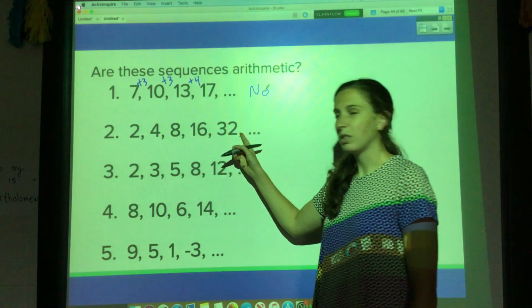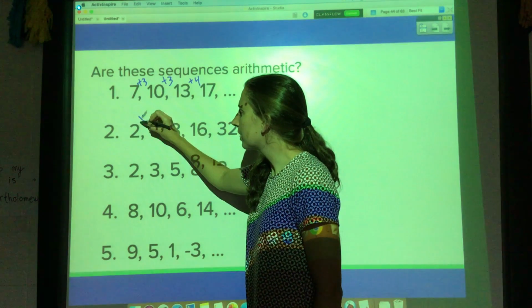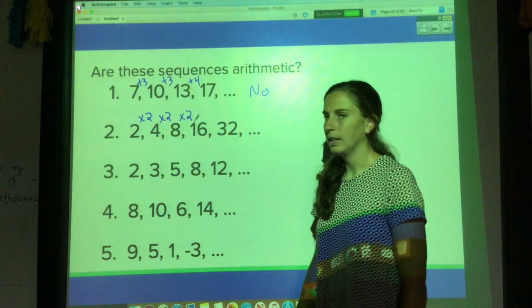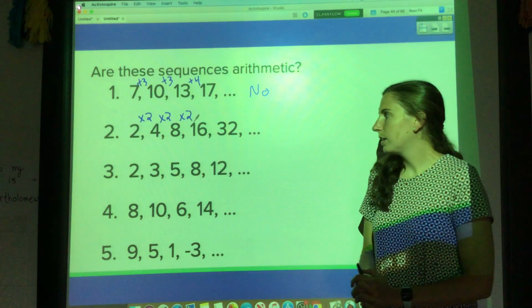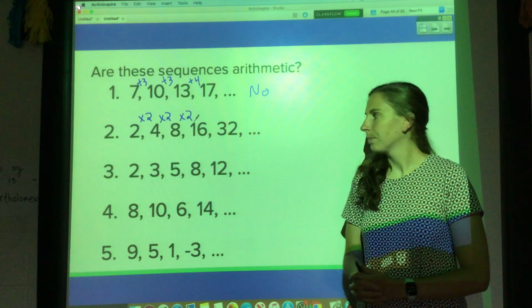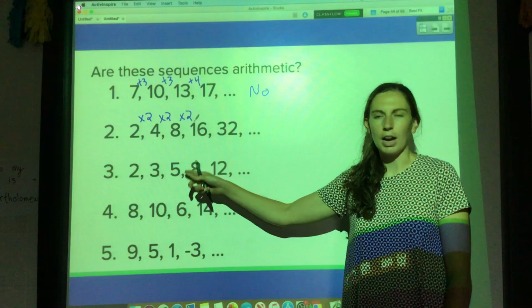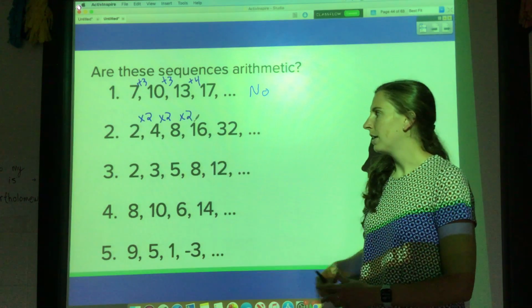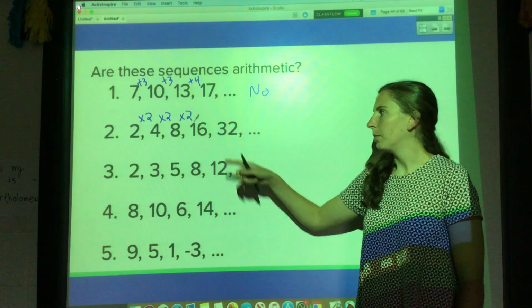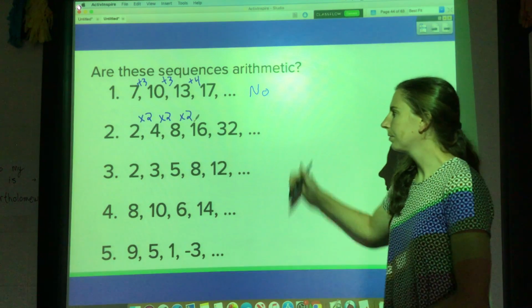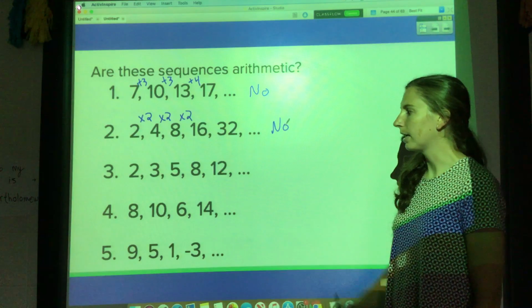This one is a cool sequence. You may notice that we're multiplying by 2 each time. While that is a cool sequence, it's not arithmetic, because to be arithmetic, you have to be adding or subtracting a number each time. This one is multiplying. This is what we call a geometric sequence, and we'll get to that in a later unit. So no, it's not arithmetic.